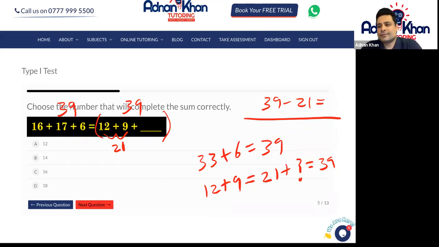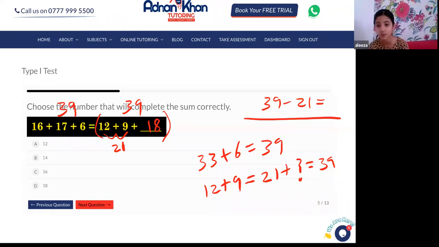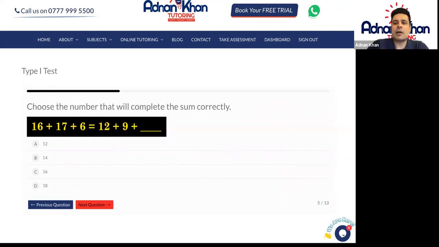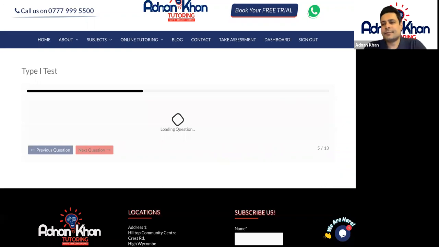Okay, yes, very good. Well done. How did you work this out? Because I did 9 take away 1 equals 8 and 3 take away 2 equals 1. That's very good. Very clever way of doing it. So 18 is the answer, and we balance the equation with having 39 and 39 on both sides. So well done for that. So we'll go for 18 as our answer here.